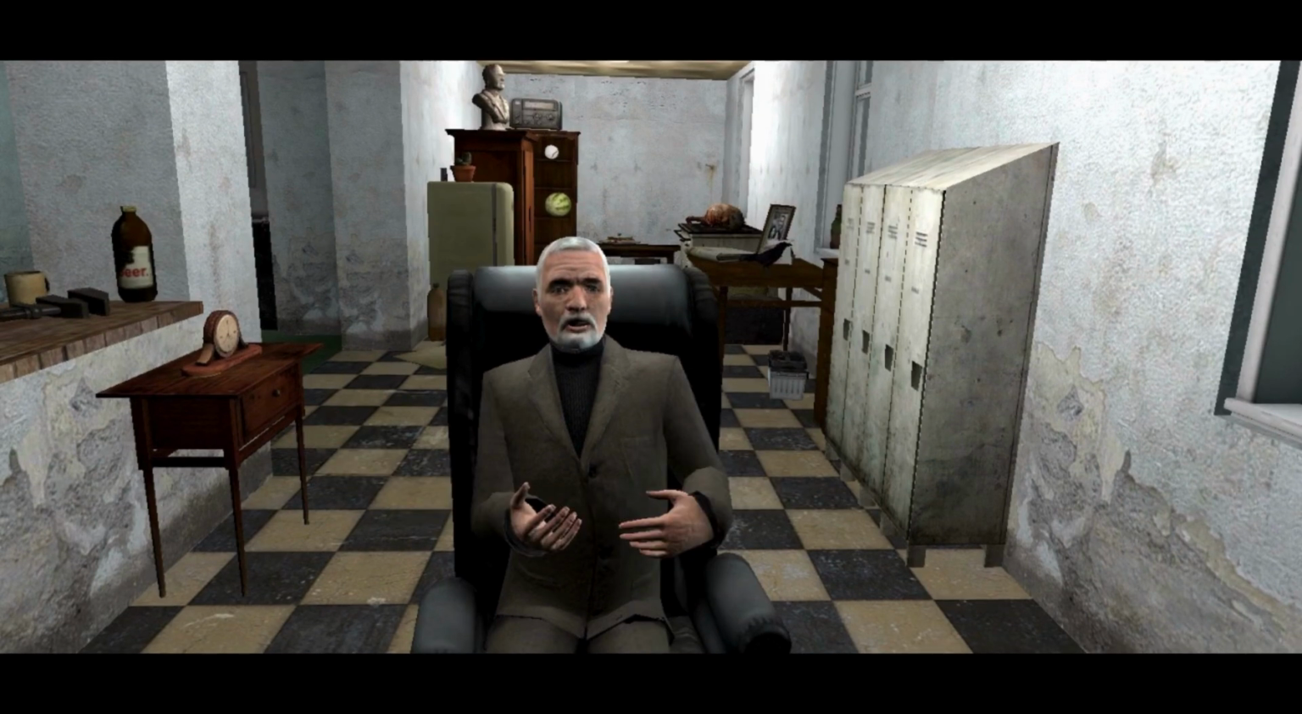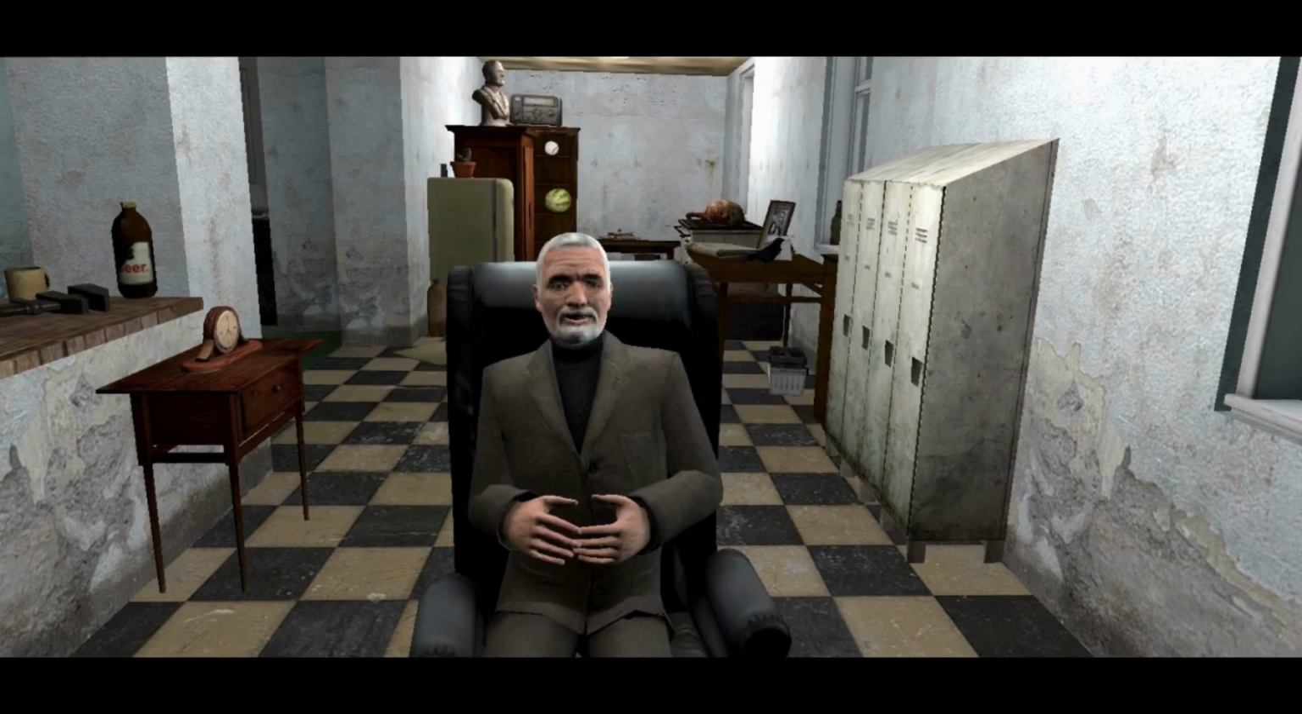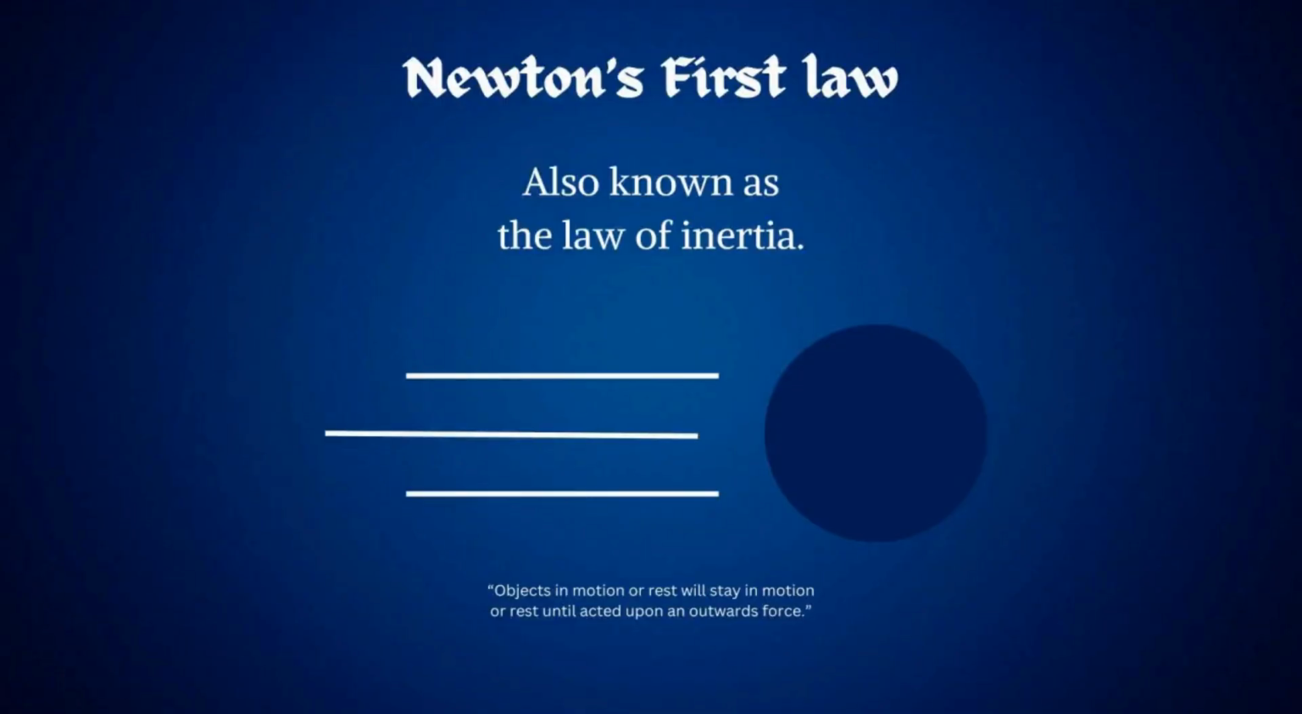To begin, we must first understand Newton's first law, best known as the law of inertia. Newton's first law describes that an object at rest or in motion will remain doing whatever it is doing until an outward force acts upon it.